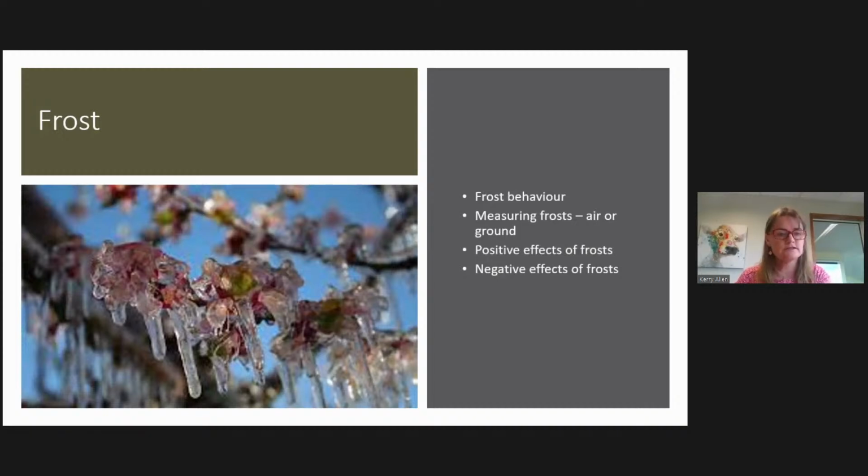Okay, so frosts is the next one. There are two types of frosts, air frosts and ground frosts. Remember, frosts are when water and moisture has gone down to the ground usually, or if it's particularly cold, it'll be an air frost. But this is when the temperature has lowered. So you require moisture for a frost, but you also require those very cold temperatures.